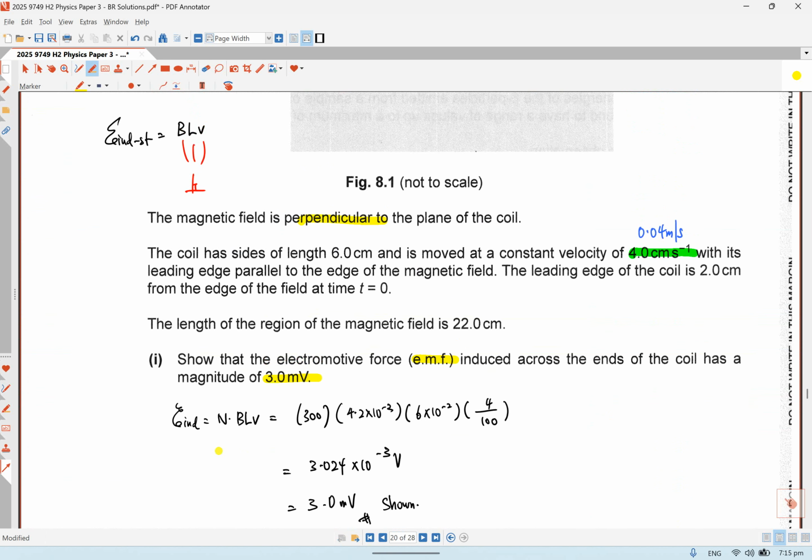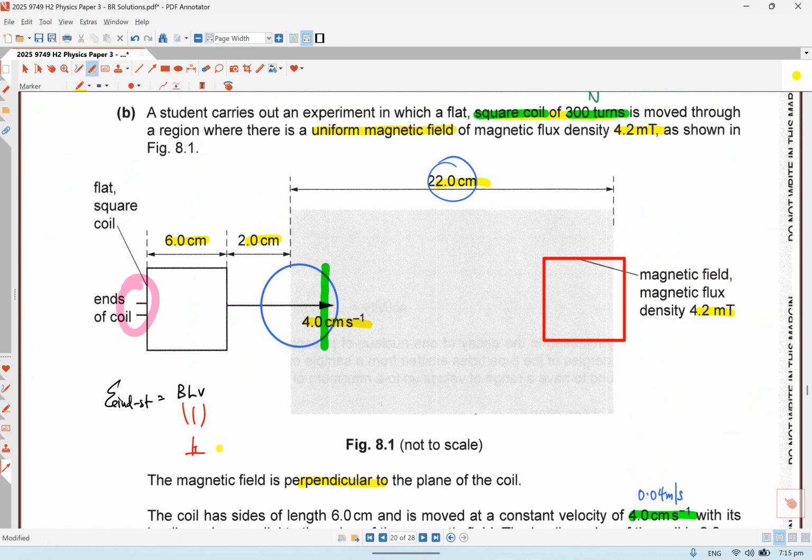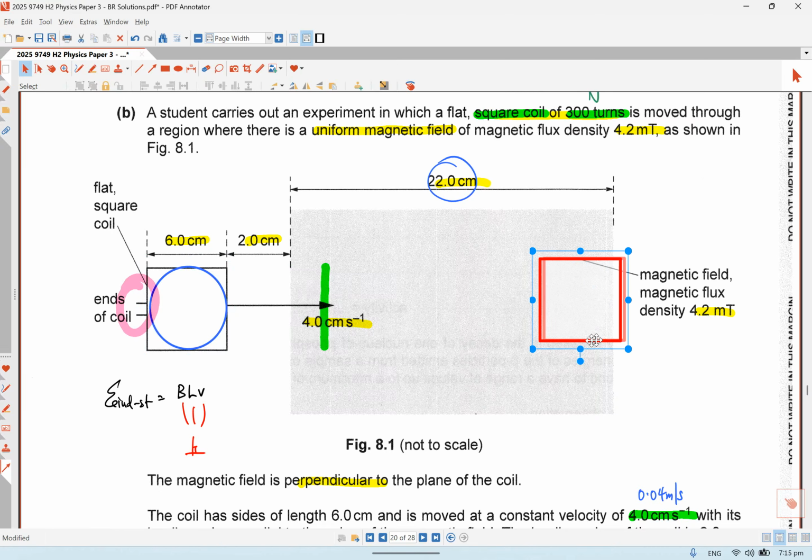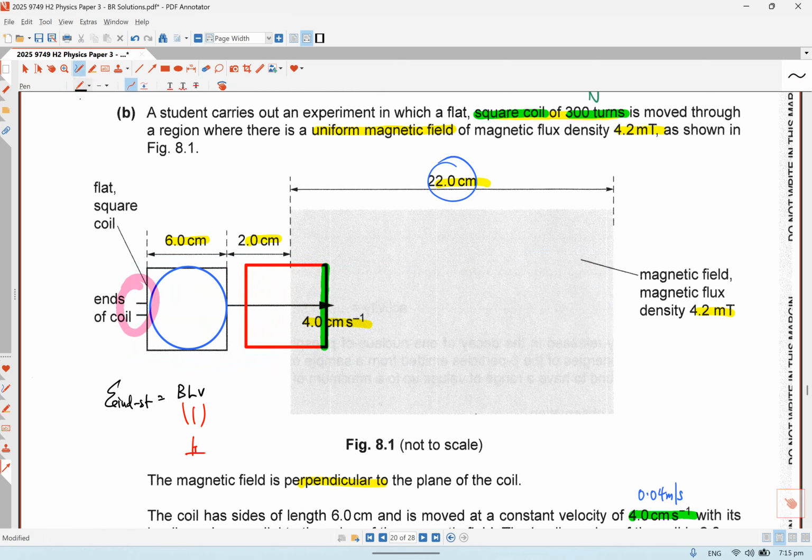So I'll give you an example. Let's say, to make things simple, this is that square coil that is entering. Let's say it's going to enter that field. Assuming, to make things simple, the B field is into the page. So now using your Fleming's left-hand rule, FBI, B field is into the page.